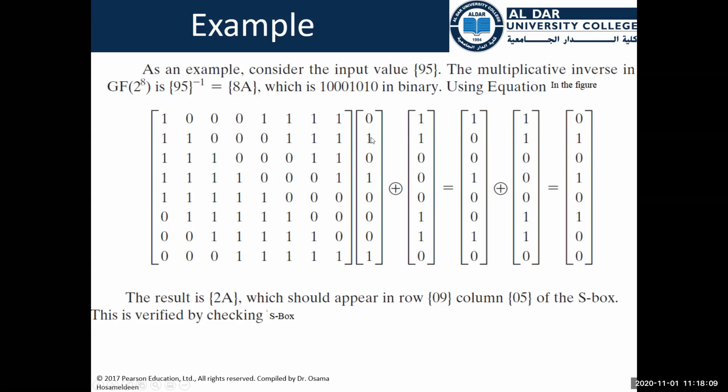Okay, and then I do the multiplication normally, like XOR. This is an XOR operation. And then do that XOR with the row here, the column here. And then the result is going to be 0, 1, 0, 1, 0, 1, 0, 0. And 0, 1, 0, 1, 0, 1, 0, 0 is represented as 2A.